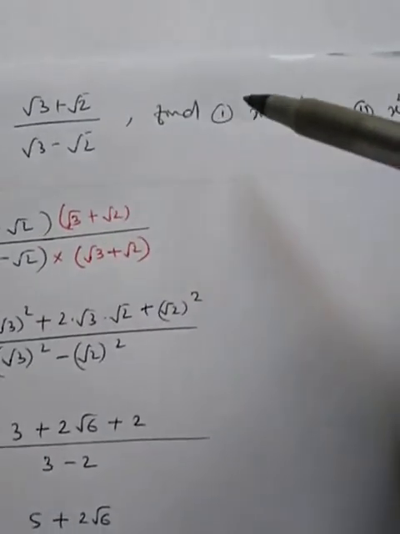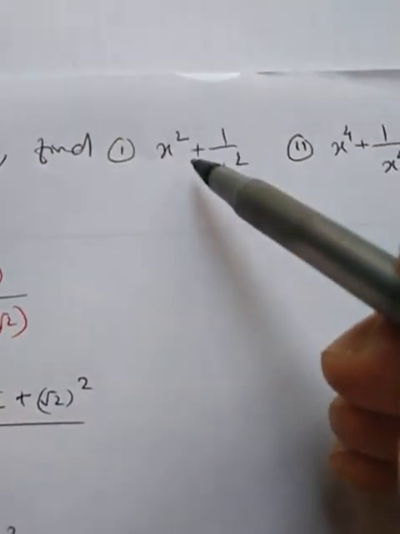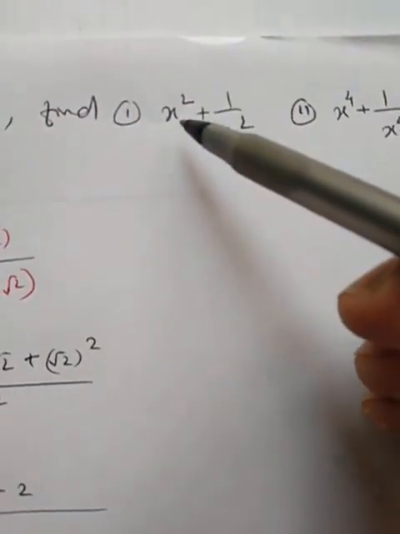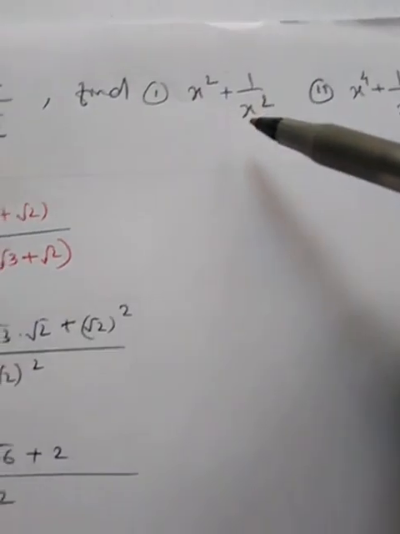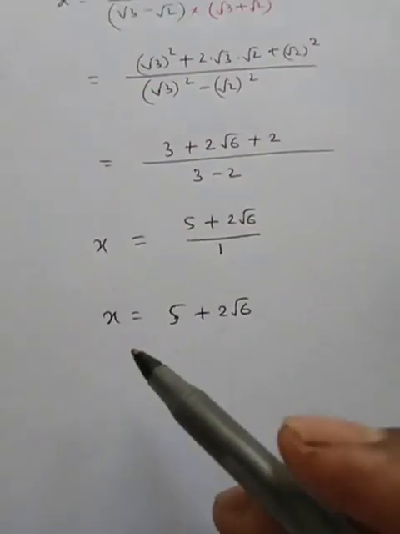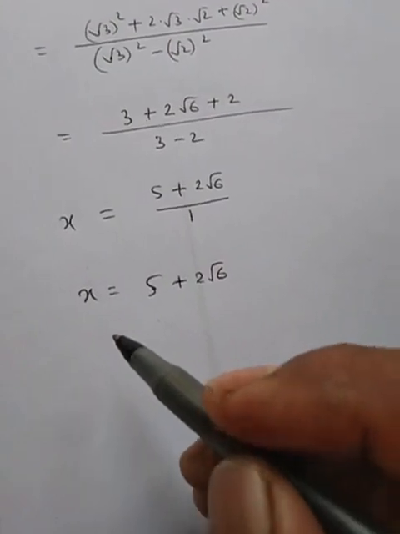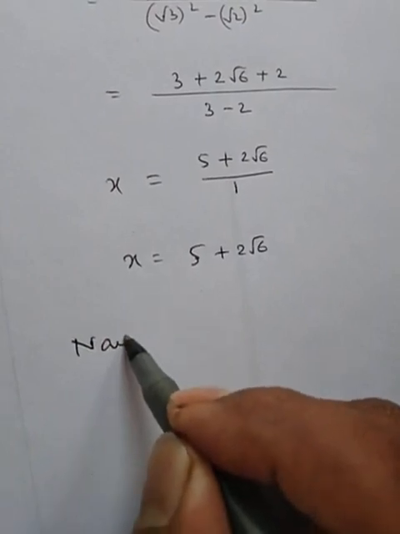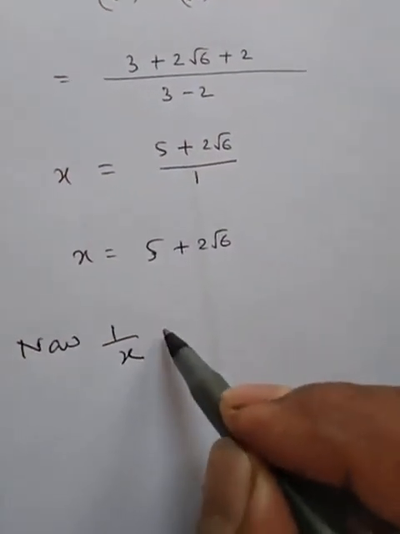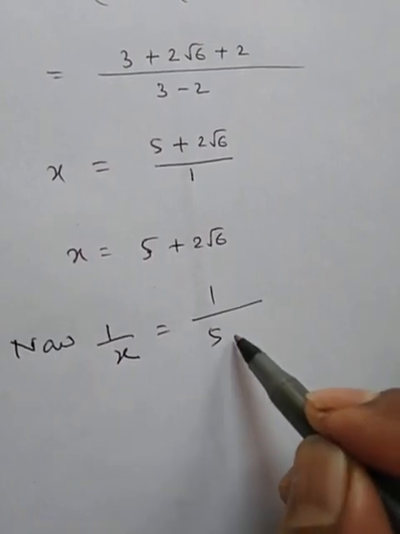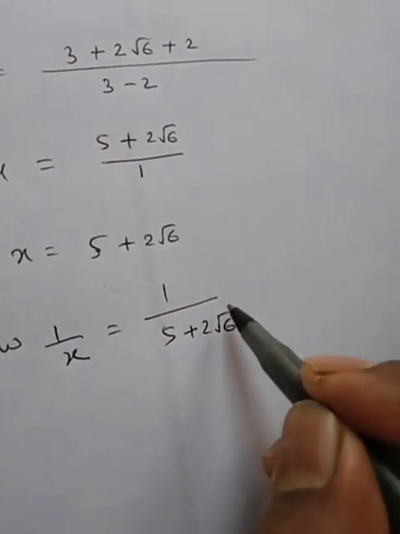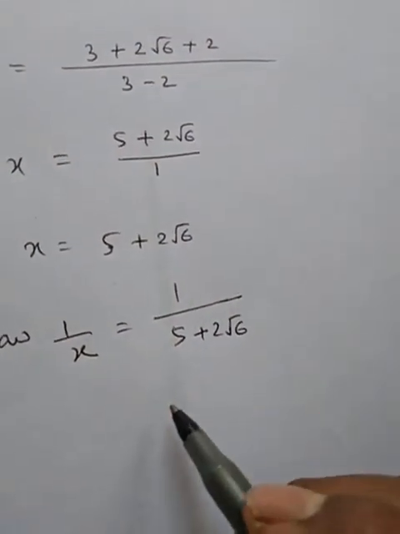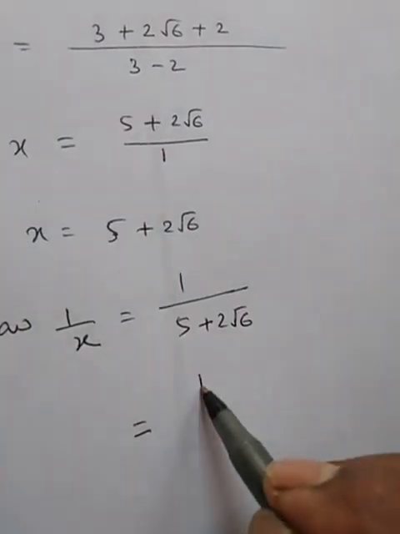Now let us come to the question. Here you have to find the value of x square plus 1 by x square. So the x part we have, but the 1 by x part we don't have. So from this value of x, we have to find 1 by x. So to do that, write 1 by x. Now 1 by x equals 1 by 5 plus 2 root 6. Then this part is again irrational, so we have to rationalize the denominator.